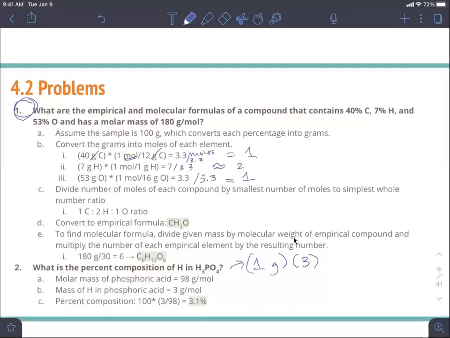So on the MCAT, if you get a question that involves percent composition, you can actually make another approximation. You can just do 3 over 100, and you would just get 3%, which is extremely close to 3.1%.